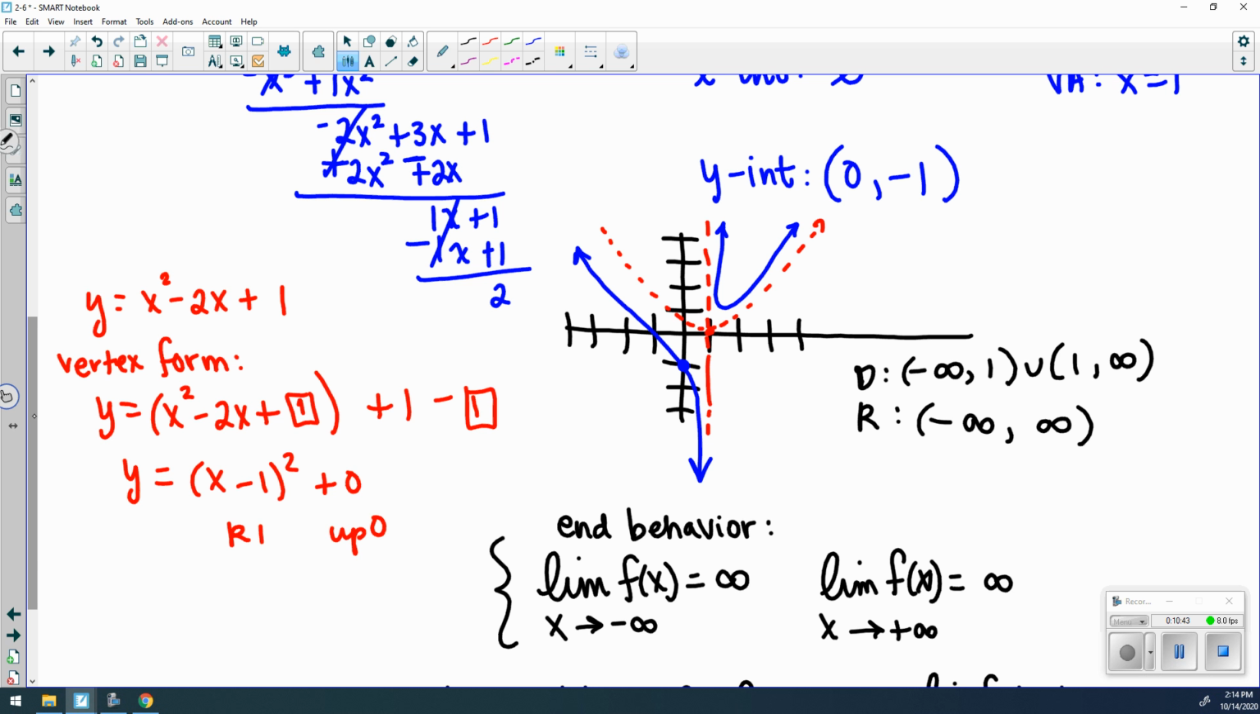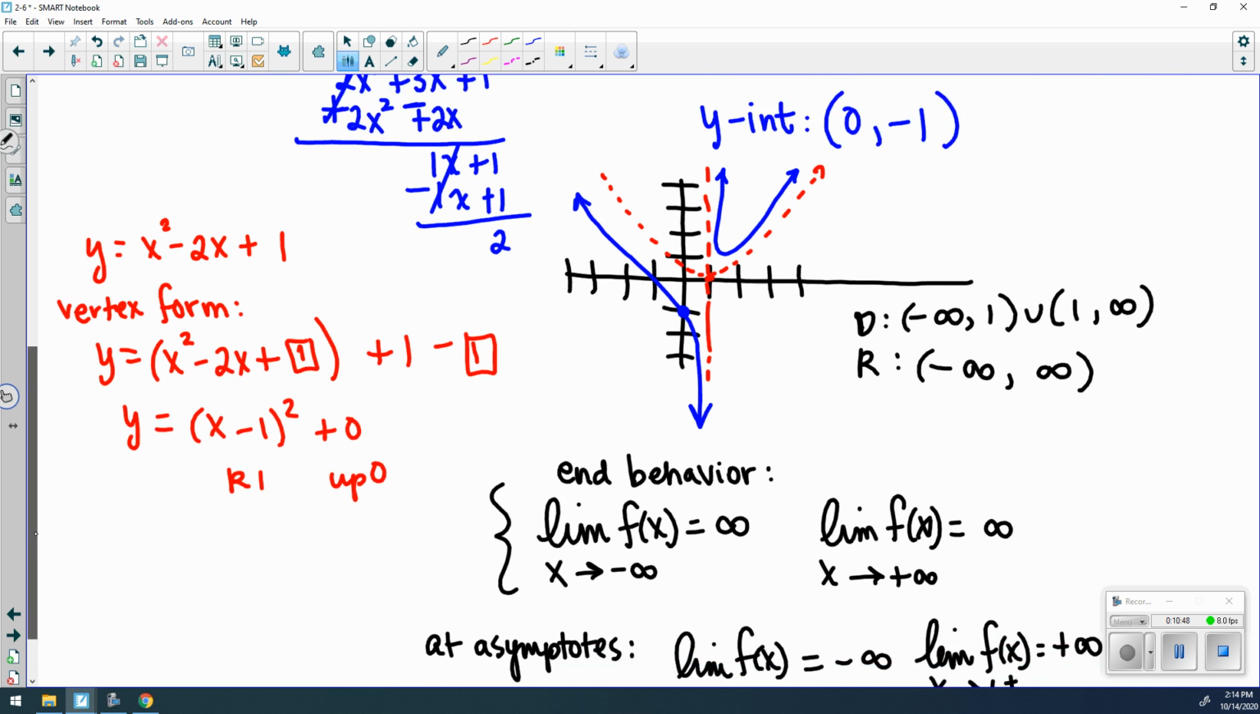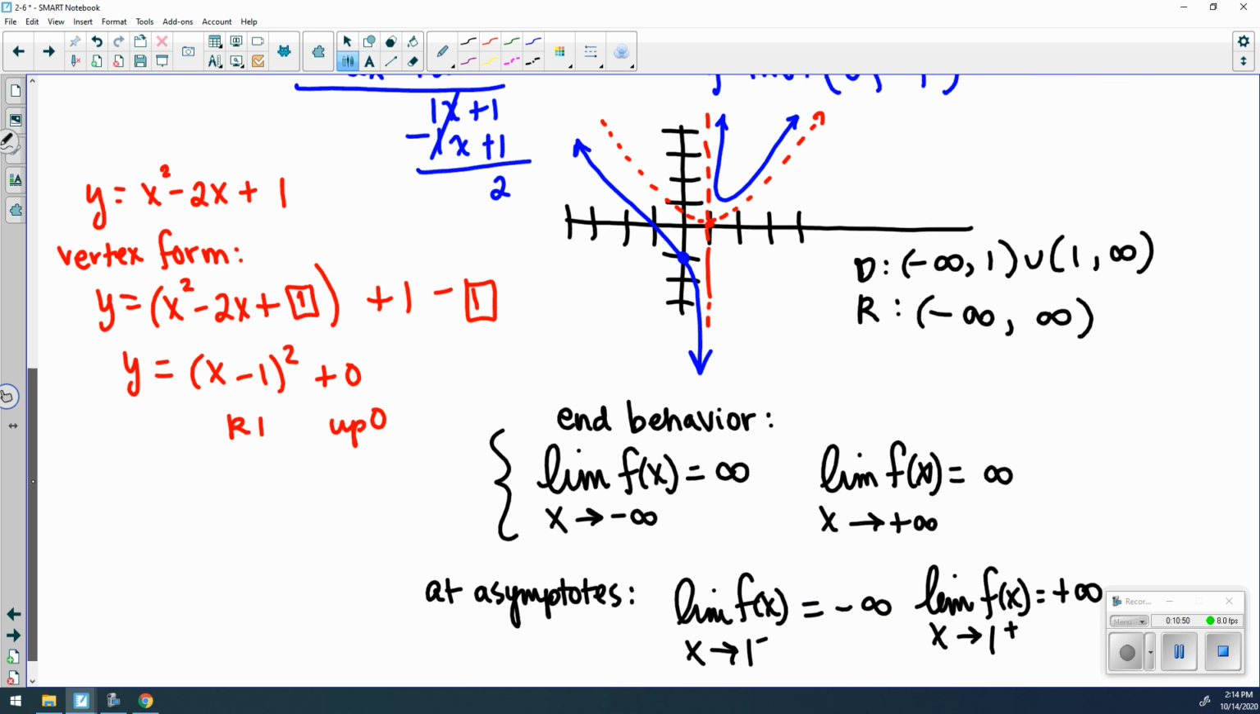So we talked domain, we talked range, we talked about the end behavior. Oh, you know what? Let's talk about where the function is decreasing.